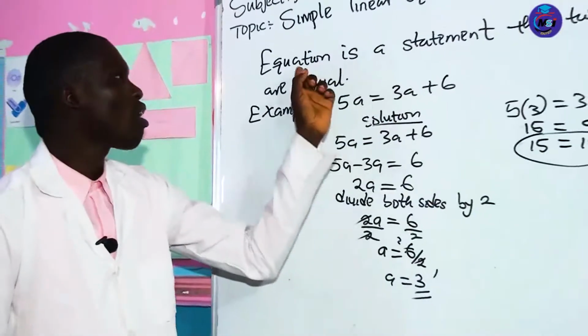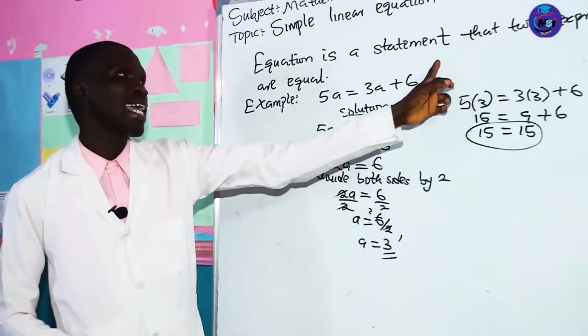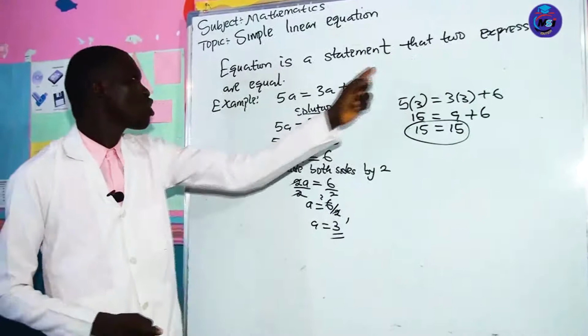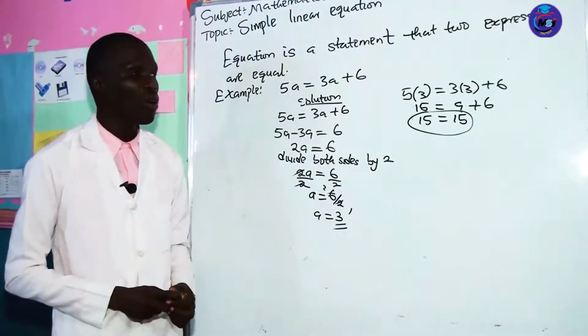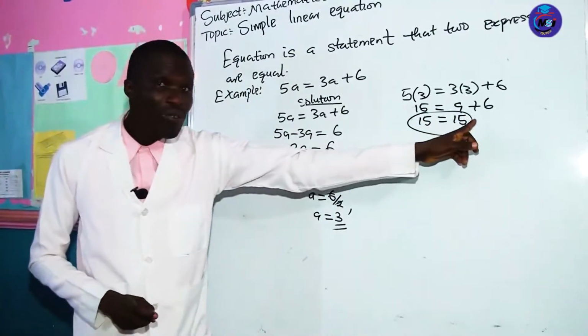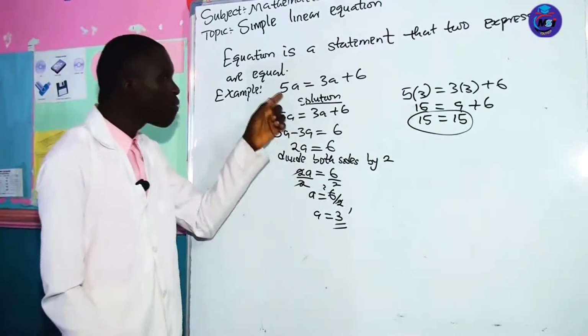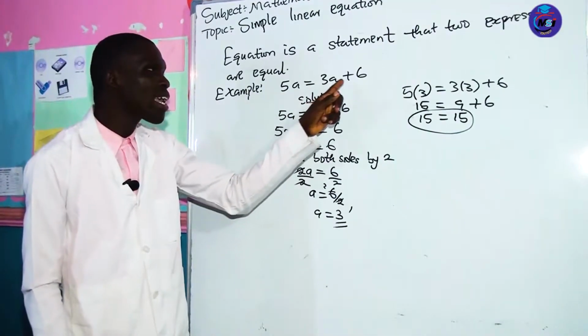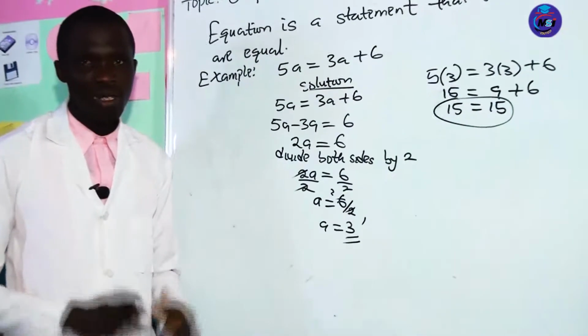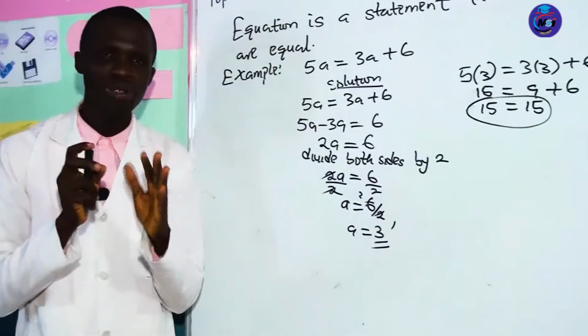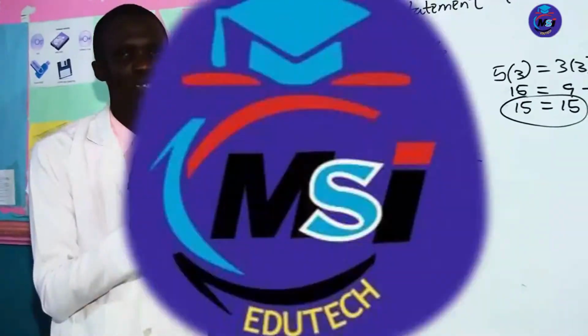You can see that this is what we call equation. Why? Because equation is a statement that two expressions are equal. 15 equals 15. How do we get 15? 5a equals 3a plus 6. So I'm just giving you the foundation of equation.